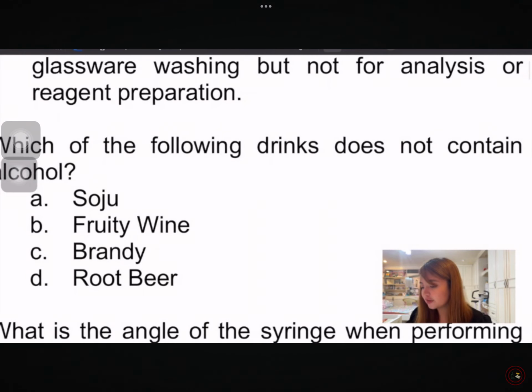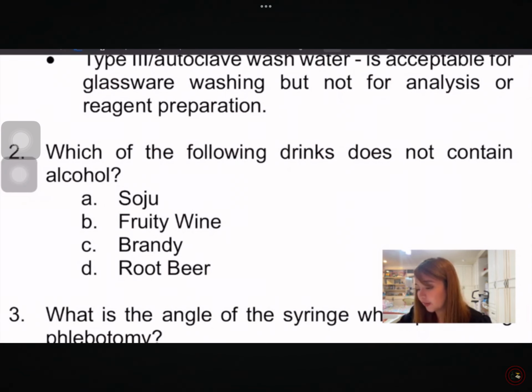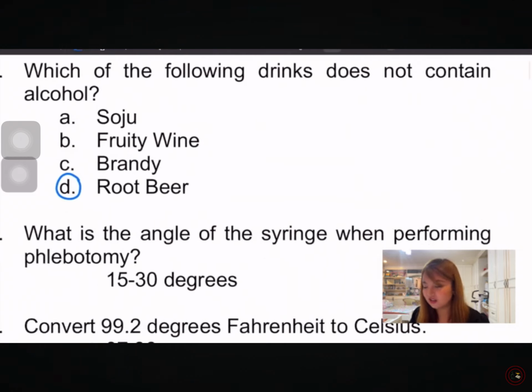For question number 2, ito naman yung mga type ng questions na nagre-require talaga ng luck, I think. Kasi yung question is, which of the following drinks does not contain alcohol? Maraming nalito dito, and thankfully, as a person na umiinom ng root beer, I know that it is a non-alcoholic drink. Pero mamalasan ka talaga, guys, if hindi ka umiinom ng root beer and you assume na alcoholic siya because of the word beer. Maraming nalito dito, pero ito nga yung mga questions na nagre-require lang talaga ng luck.